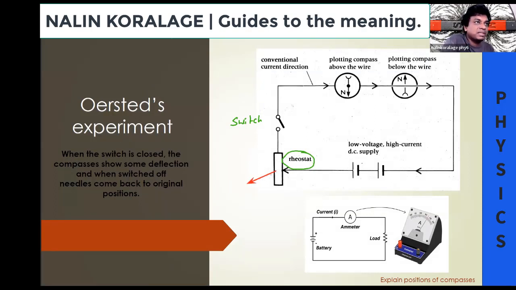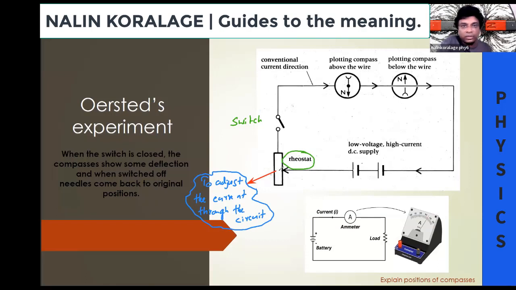So we can just write the purpose of that one. Purpose of the rheostat is to vary, or we can say adjust, the current through the circuit. That is the basic purpose of the rheostat, which was used here. And now we do have the batteries here. So batteries are going to supply the power, and it's going to be low voltage.